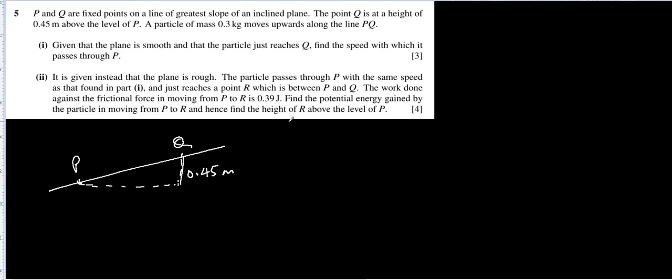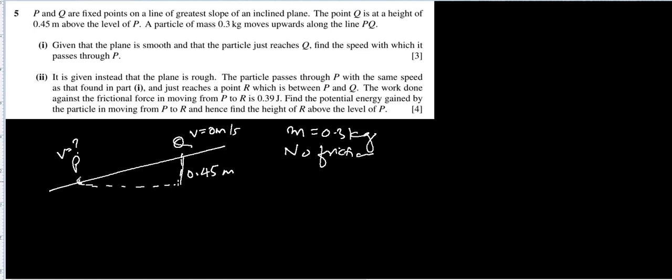The particle's mass is 0.3 kg. Given that the plane is smooth means there is no friction, that means no opposition, right? And the particle just reaches Q, that means the velocity or speed here is 0 meters per second. It just reaches there and stops. That's what it means, just reaches Q. Find the speed at P.